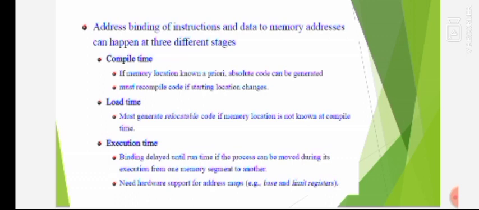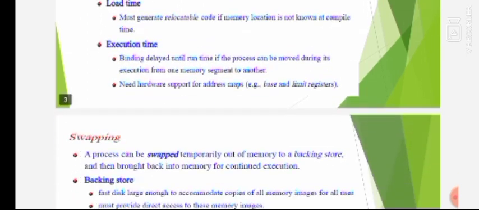And the third one is execution time, where binding is delayed until run time if the process can be moved during its execution from one memory segment to another. It needs hardware support for address maps, for example, base and limit registers.